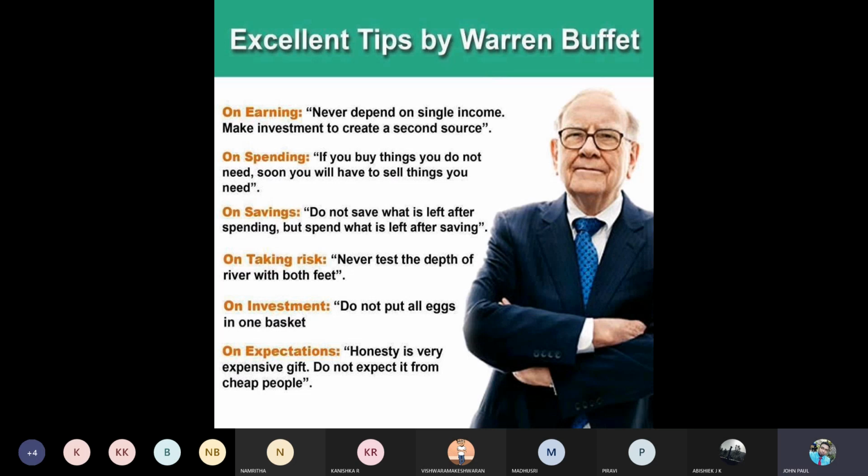About investment, often you used to say do not put all eggs in one basket. What's the reason? If a basket breaks, unfortunately if we drop one basket, what will happen? All the eggs will get broken.